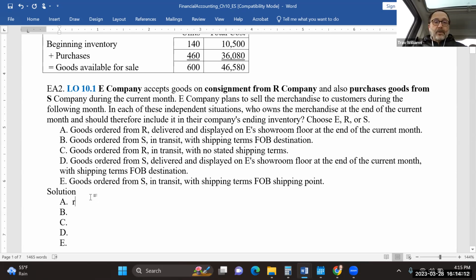The second example here is S Company. Goods have been ordered from S Company. So that means E ordered the goods. However, they're in transit. They have not arrived yet. And it says here that the shipping terms are FOB destination. Now, if you remember that, FOB stands for freight on board. And destination means that ownership does not change hands until the goods reach their destination. So if they're still in transit, they still belong to S Company. So the answer here is S.